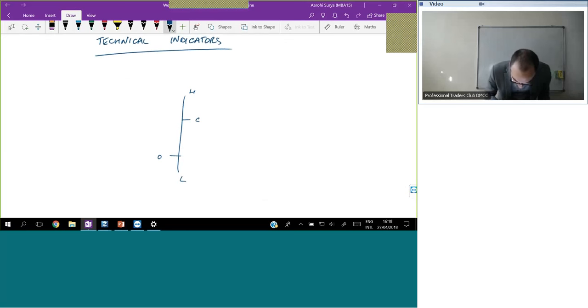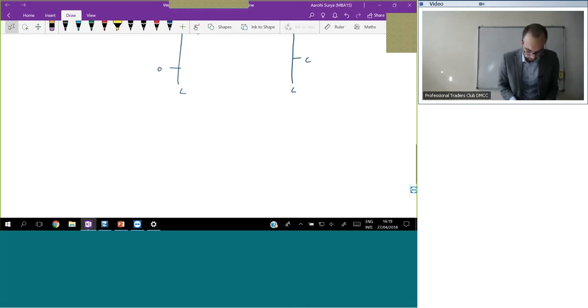If, for example, you were to see something like this, this will be the open, this will be the high, this will be the low, and this will be the close. Now let me show you how this works. If you have a start of a bar, it will look like this. Why? Because you will find on the same level open, high, low, and close.